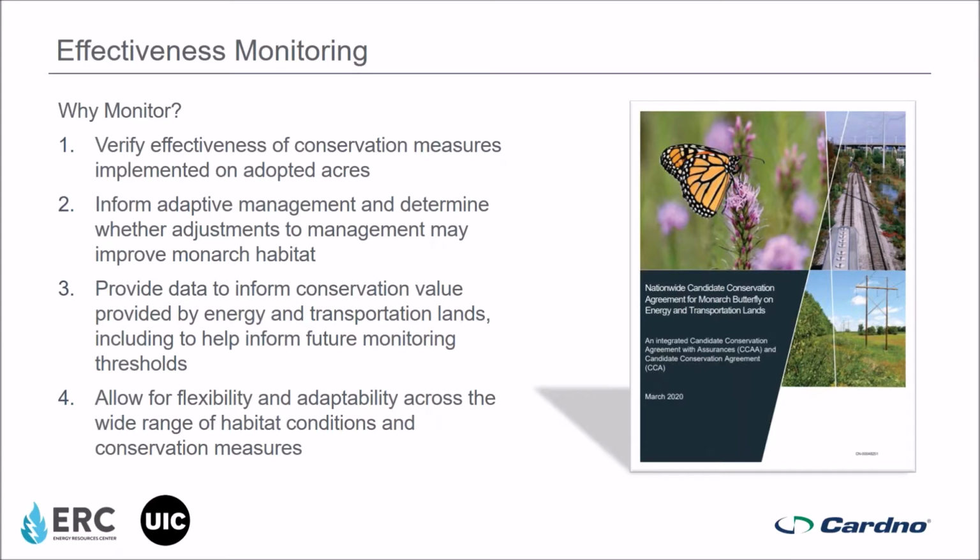The data that we collect as part of this monitoring also is really valuable in generally helping us understand the conservation value that energy and transportation lands are providing to species like the monarch butterfly. It also will help inform potential changes in monitoring practices or thresholds that we may establish over the lifetime of the CCAA agreement, and generally also provides for flexibility and adaptability for the partners that are implementing conservation measures, and understanding, again, where there is suitable habitat across their system and how those conditions and variability may change from place to place.